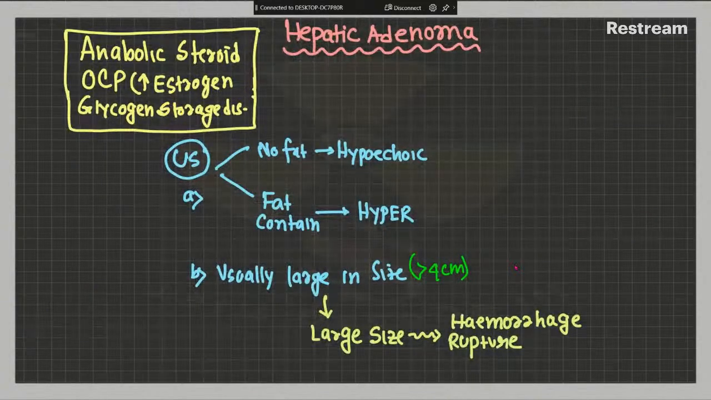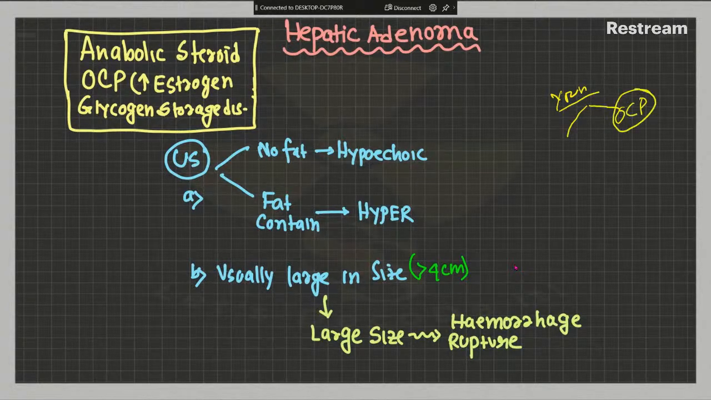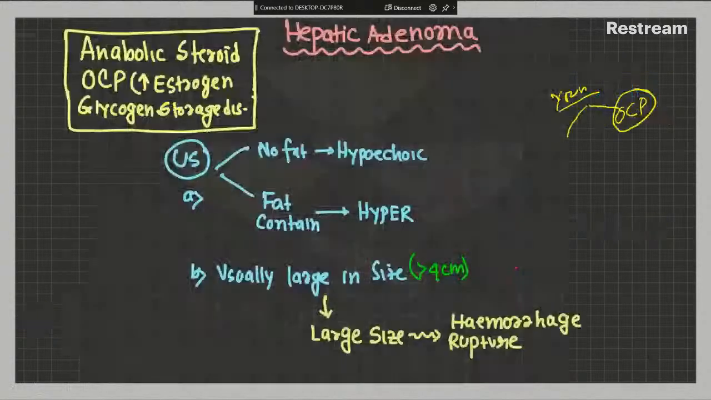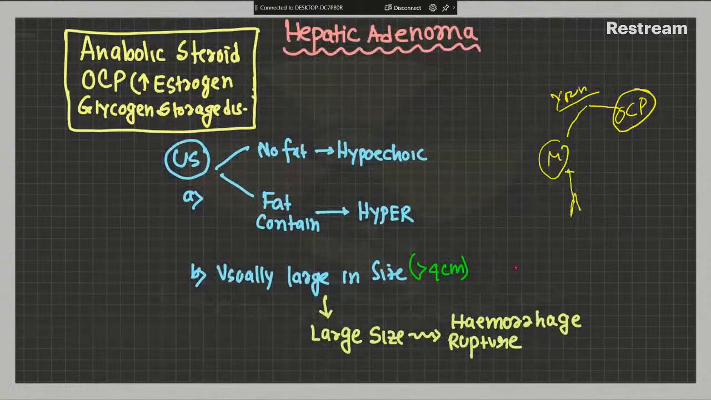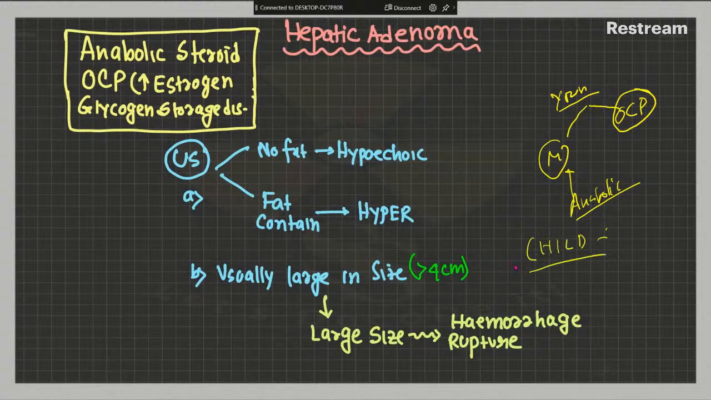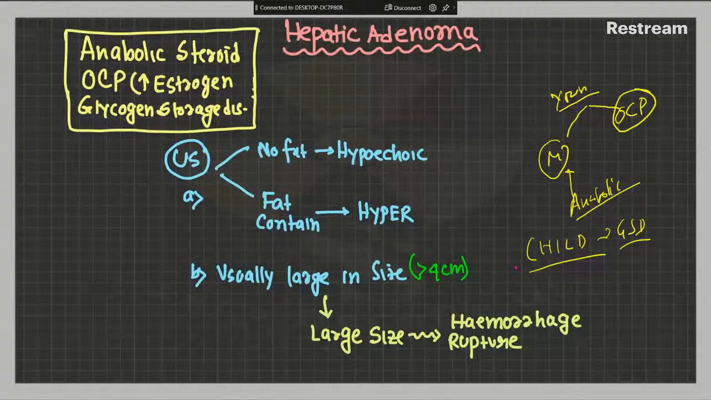Coming to the third portion, hepatic adenoma. It is also common in the young age group, reproductive. The two important risk factors: OCP, if a young woman uses OCP then it is a risk factor, and in case of men, if the body is taking anabolic steroids then it also puts them at risk. In case of a child, if any child is a known case of glycogen storage disorder then he is at risk. These are the three risk factors in three different age groups or populations.